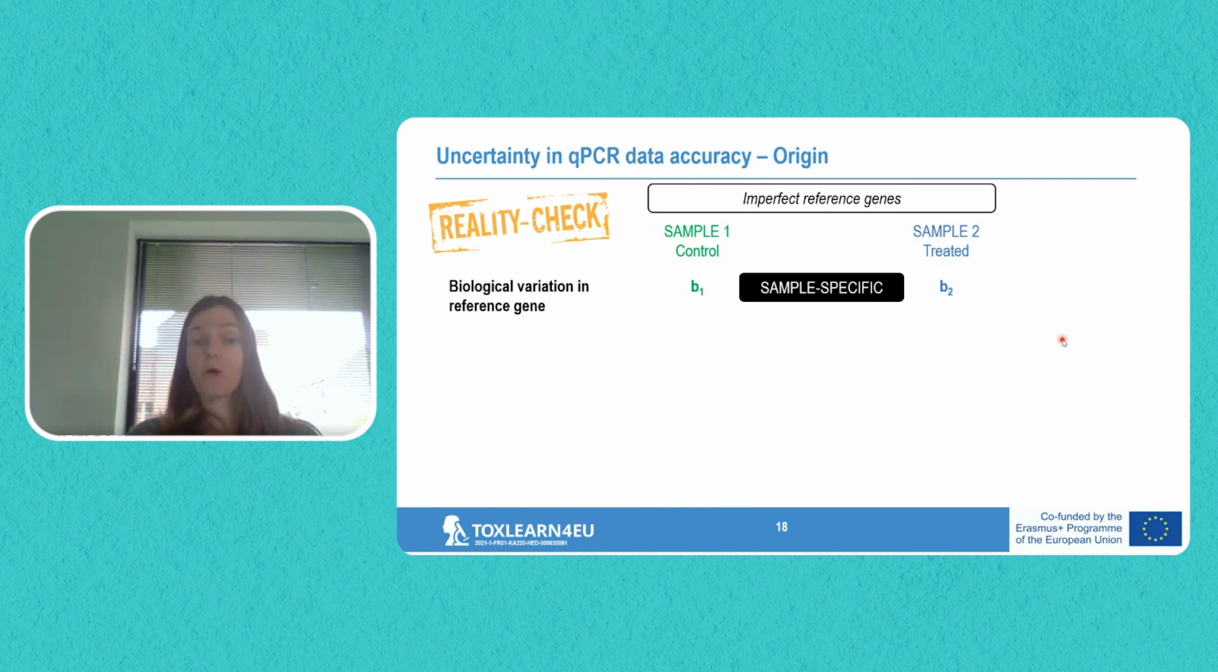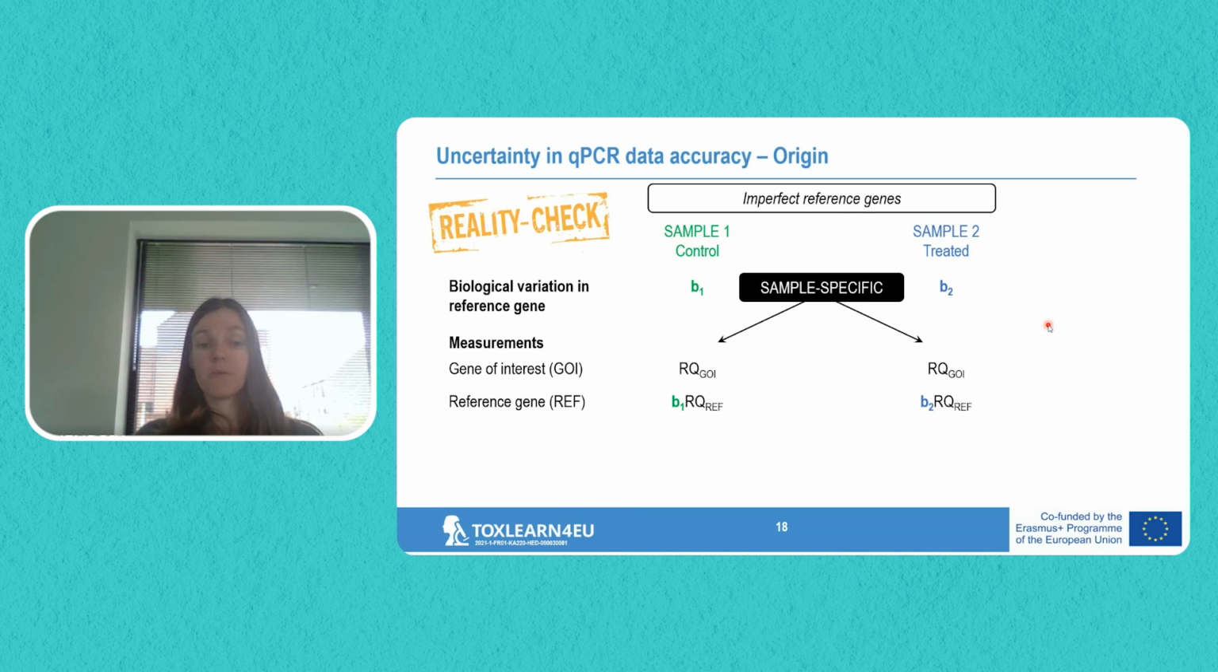And this is what we would call biological variation. So biological variation means that inside the plant cells, before you isolated the RNA, there was an actual difference in expression of the reference gene. And the biological variation we denote with a letter B, so B1 for sample 1, B2 for sample 2. You then measure the expression of the gene of interest. You obtain the relative quantities or RQ values for this gene of interest. And you do the same thing for the reference gene.